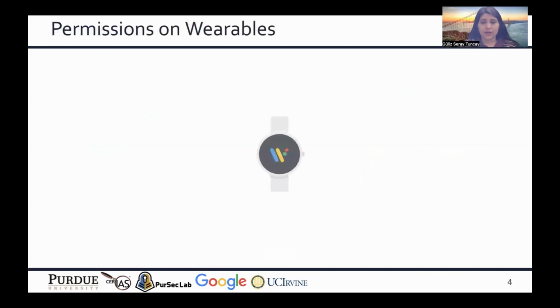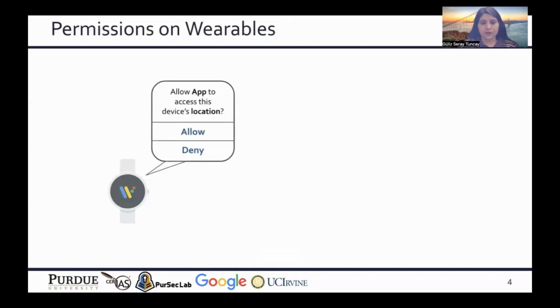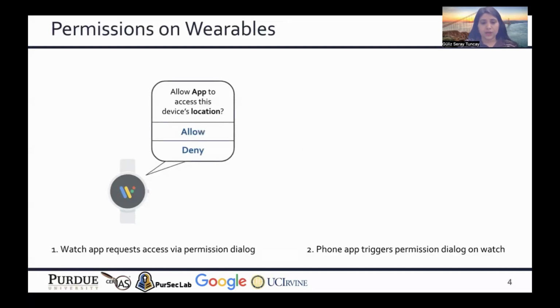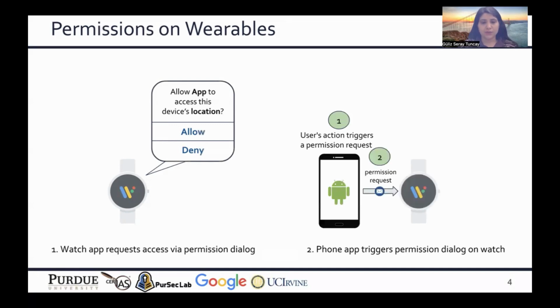In this talk, our main focus will be on Wear OS, which is a popular wearable platform developed by Google. To protect sensitive data and resources, Wear OS uses a permission model, which is derived from Android's permission model. Specifically, there are two ways to request a permission in Wear OS. The first one is an app running on the watch, which we will call a watch app, can directly request a permission, or a permission request can be triggered by a phone app running on the smartphone that is paired with the smartwatch.